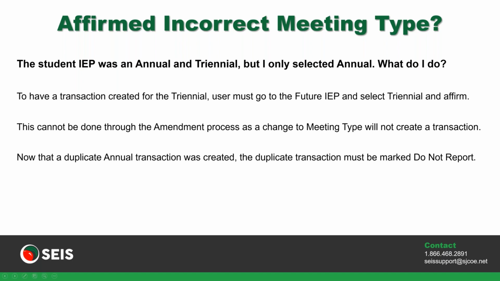You do not just want to update through an amendment, because that will not create an amendment transaction. So then therefore that wouldn't even be reported. You have to go back to the future IEP, select the appropriate meeting types, and then reaffirm. But then now you have a duplicate annual transaction. So then you will have to go back and mark that duplicate annual do not report, so that you don't get the duplicate transaction error.